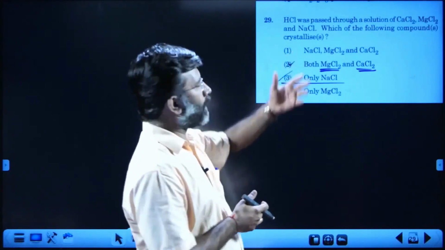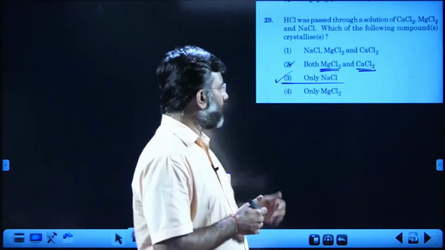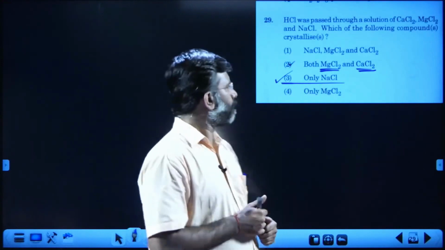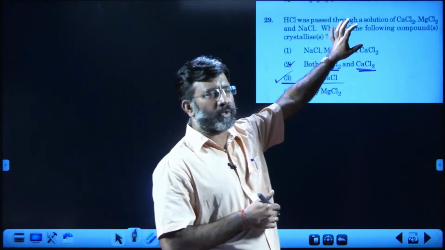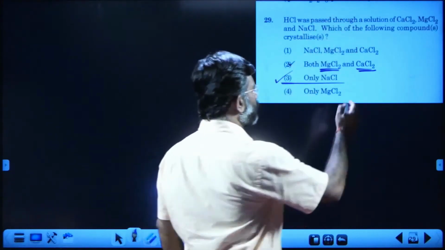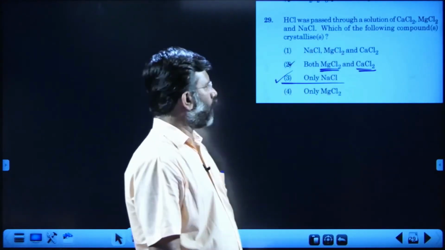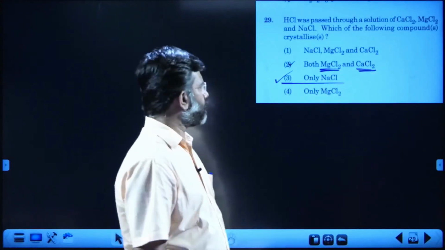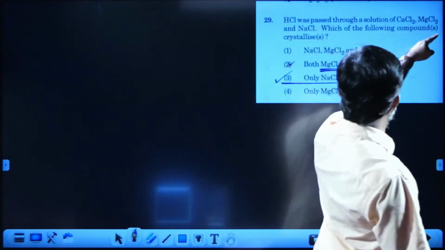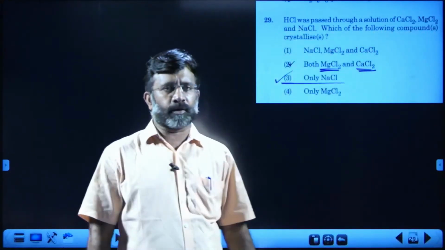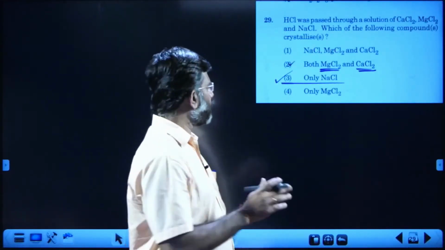If it is simply regarding the purification of NaCl from the saturated solution, only NaCl will precipitate. So there is a bit of unclear situation in the question. If it was given as a hydrated crystal, we would have gone for MgCl2 6H2O or CaCl2 6H2O like that, and then it would have been option 2. But it is simply given as a solution of CaCl2, MgCl2, NaCl with HCl passed through. It is NaCl purification. If that is the intention, definitely the answer is 3.